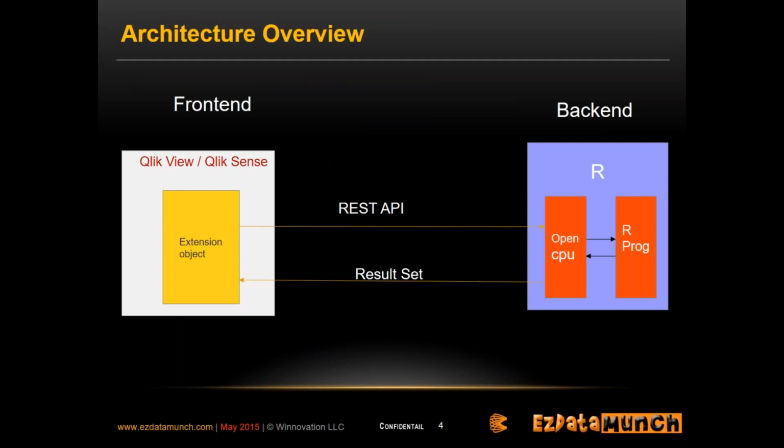Architecture-wise, we have made it very simple. On the front-end side, we have a QlikView extension object and a Qlik Sense extension object. Based on which Qlik product you are using, if you are using both, you can have both extensions. On the back-end side, we are using OpenCPU for all the REST-based API calls that we are making to our server. And there is also a separate R server component on the back-end side.